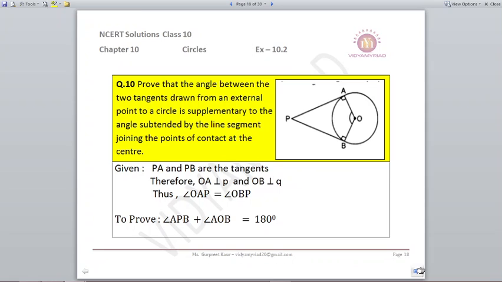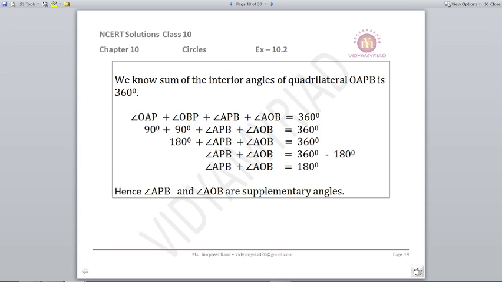Prove that the angle between the two tangents drawn from an external point to a circle is supplementary to the angle subtended by the line segment joining the points of contact at the center. That means we need to prove that angle APB plus angle AOB is equal to 180 degrees. How are we going to prove it? Before that, it is clear from the figure that OA and OB are the radii and the angle formed will be 90 degrees because they are perpendicular, and tangents are equal.